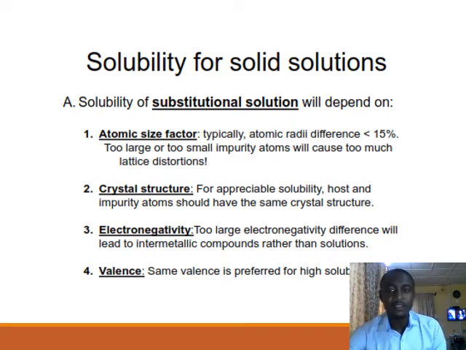Thirdly, too large an electronegativity difference will lead to intermetallic compounds rather than forming a solution. So you want them to have very close electronegativity in order to form a solid solution. And then lastly, they should have the same valency also. Once these factors are all satisfied, it means that you can form a solid solution from the combination of the two atoms.